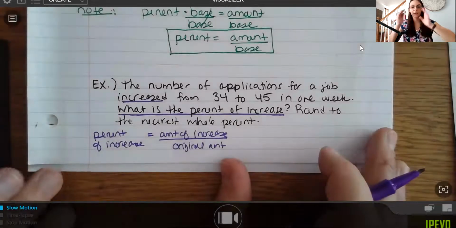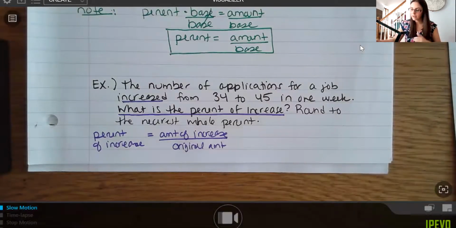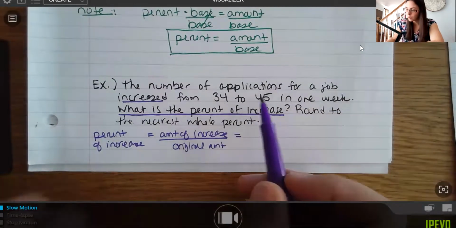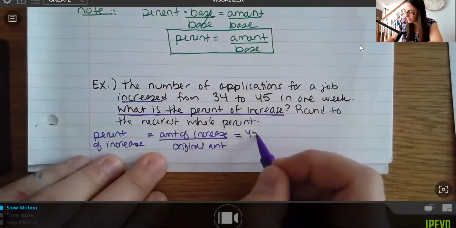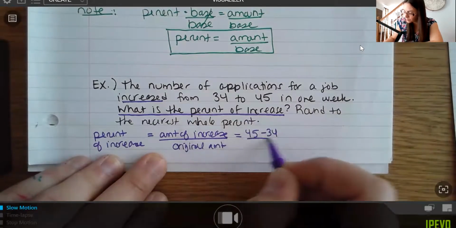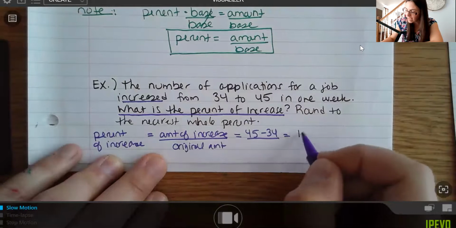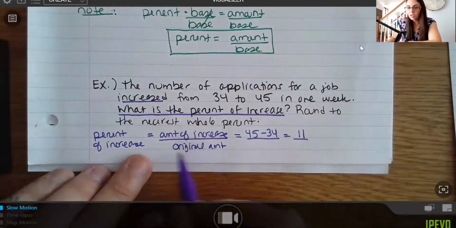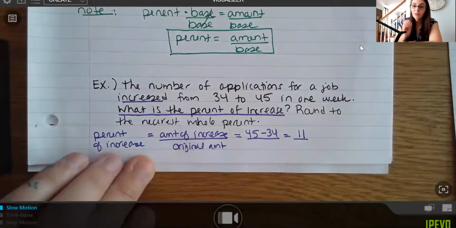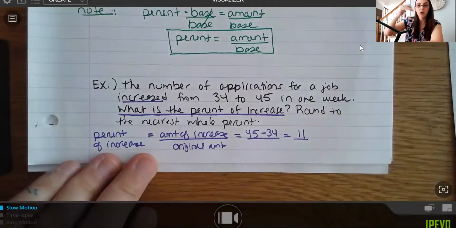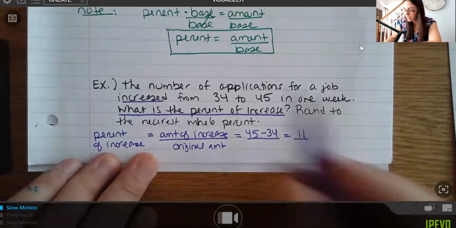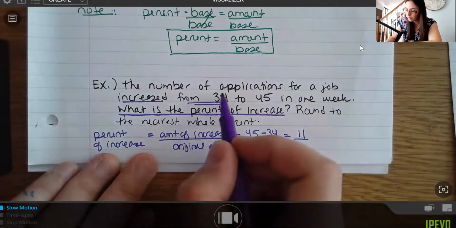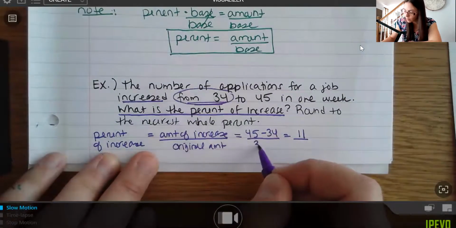the percent of increase equals the amount of increase over the original amount. So here, look at the problem. We've gone from 34 to 45. So the change there is 45 minus 34. So we've changed by 11 applications in 1 week. It's gone up. The original amount of applications is 34 here, right? It's going from 34 to 45, right? That from is our starting point. So the original amount is 34.